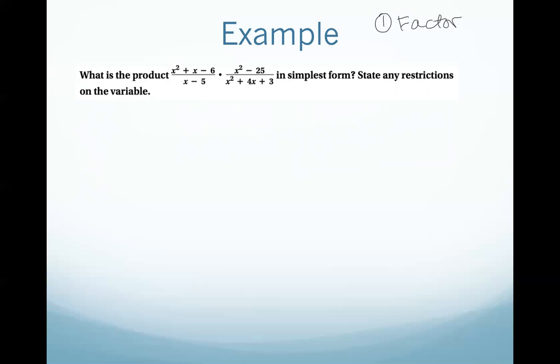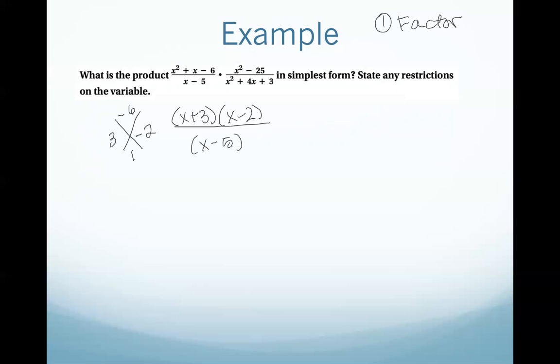I'm going to look at my first factor here, my first fraction. Two numbers that multiply to -6 and add to 1. That's going to be 3 and 2 with a larger one that's positive. 3 times -2 is -6. 3 plus -2 is +1. So that's x plus 3 times x minus 2 divided by x minus 5 doesn't factor, so we just write it as x minus 5.